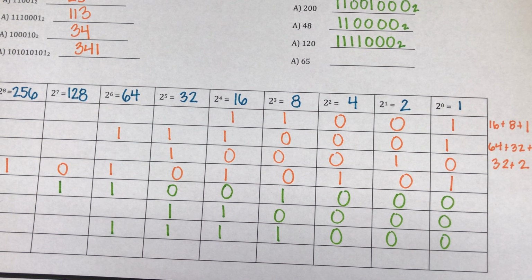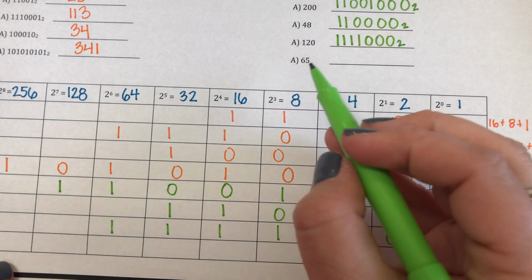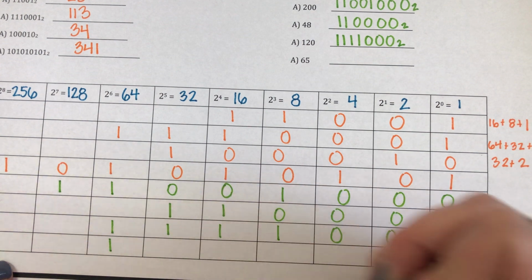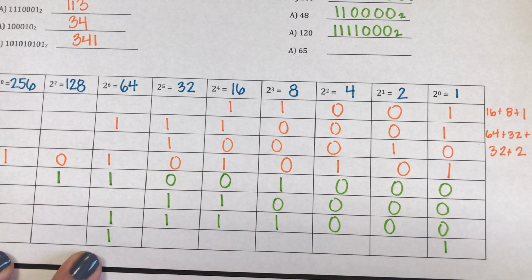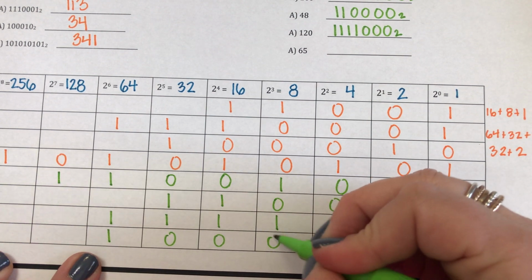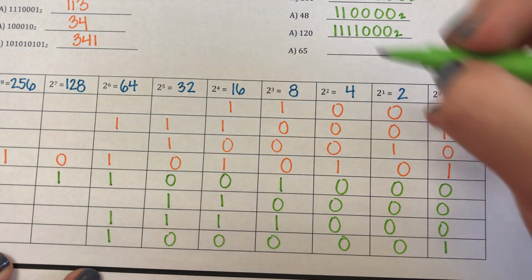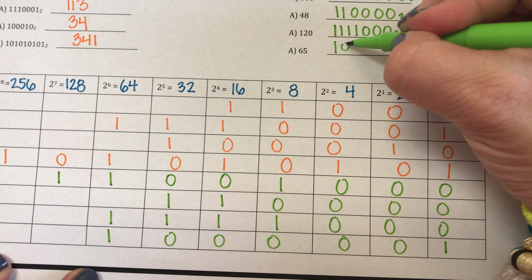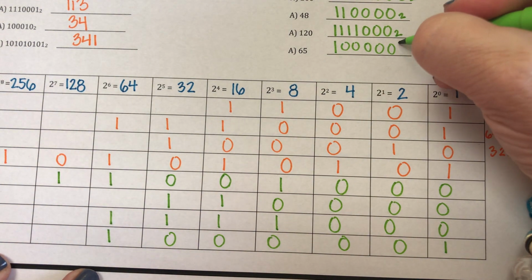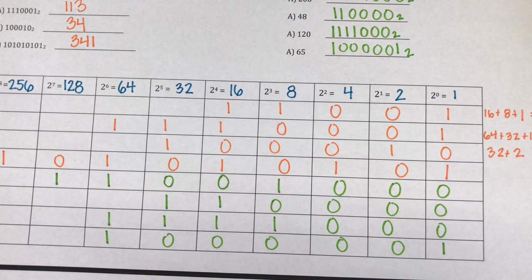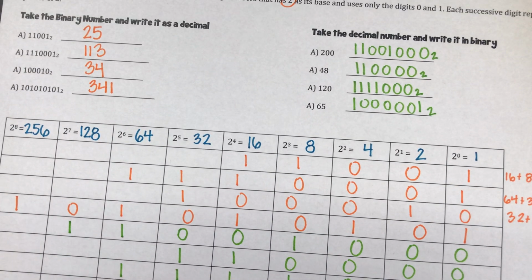So why don't you guys try 65 on your own and then unpause the video and come back and check. Okay, for the number 65, we have 64. And then the only other thing I need to add to that is a 1. So all of these others would be 0. So 1, 0, 0, 0, 0, 0, 1. And the awesome thing is that you can take any number and write it in binary code with just ones and zeros. It's pretty awesome.